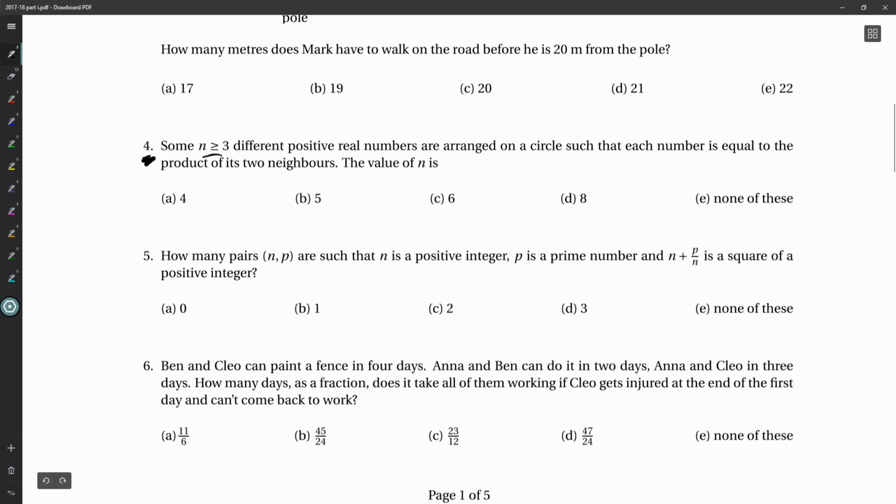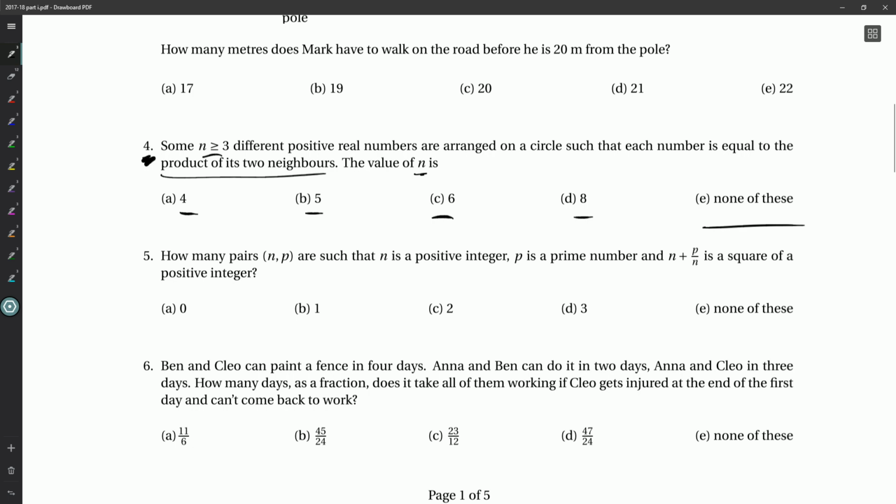Some n greater than or equal to 3, so some n different positive real numbers are arranged on a circle such that each number is equal to the product of its two neighbors. The value of n is... Okay, so we've got more than 3. Positive real numbers are arranged in a circle, and here are our options: 4, 5, 6, 8, none of these. And each number is equal to the product of its two neighbors.